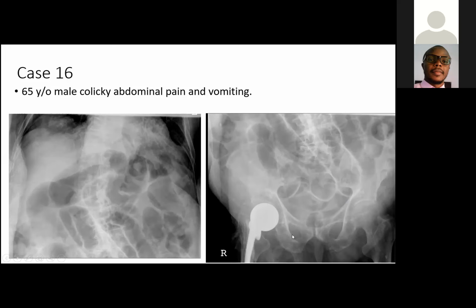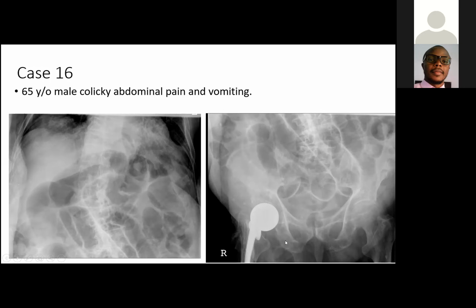Okay. What about over this area here? Is there anything you can see in this area which might suggest what is the underlying cause? Probably incarcerated hernia. Yes, there is indeed a lucency here. There's a gas lucency here, which is way below the level of the inguinal ligament.